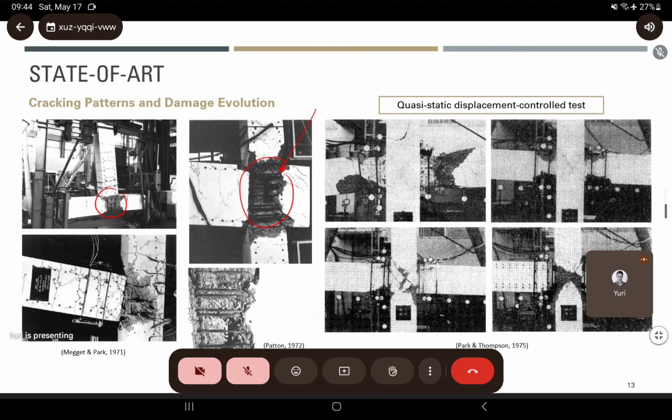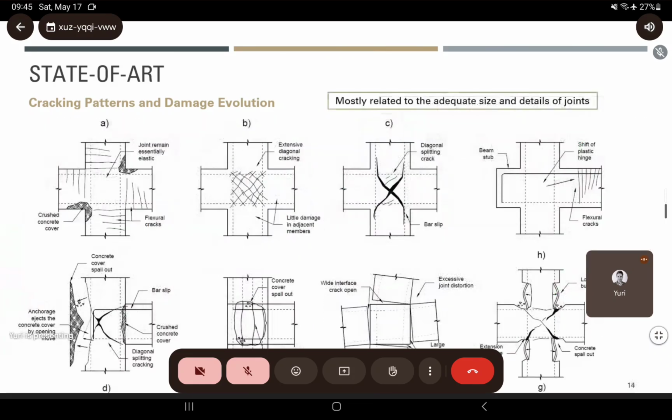Okay, so there have been a lot of studies in the last 65 years in which we want joints to literally remain elastic. We don't want diagonal cracking to happen in the joint. We want failure to be extended to the beams, actually far away from the border of the joint. This is a way we can keep the joint elastic.